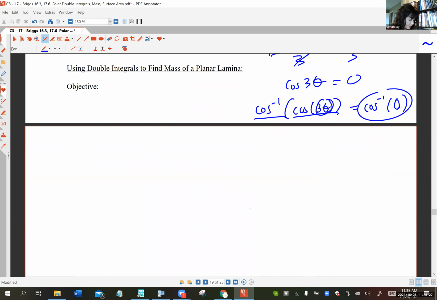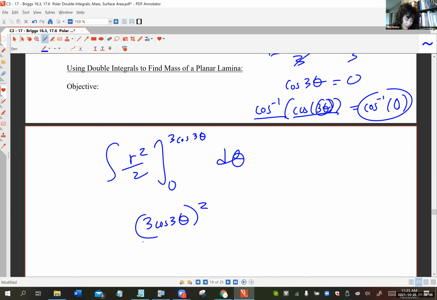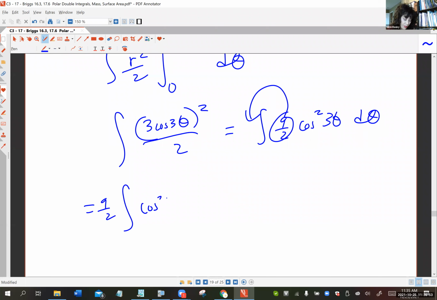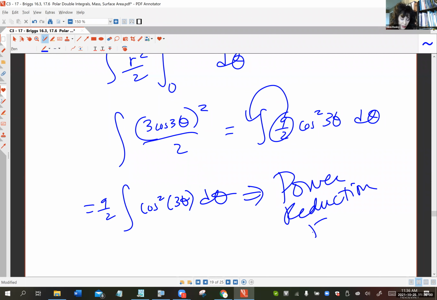So what's going to happen here is when I integrate r with respect to r, I get r squared over 2. And then I'm going to end up squaring this 3 cos 3 theta. And that's going to give me 9/2 cos squared of 3 theta. And the 9/2 is just a constant multiple, and you can pull it out in front. But then you have to worry about the power reduction formula. That comes next. Why? Because otherwise you're not going to be able to integrate a cosine squared.